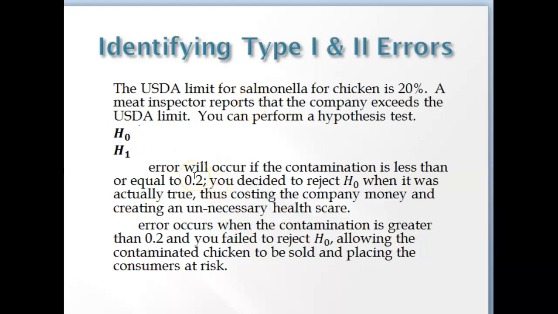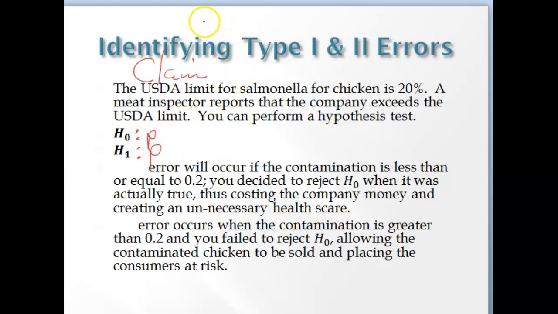So let's look at another example. Here, the USDA limit for salmonella for chicken is 20%. A meat inspector reports that the company exceeds the USDA limit. We want to perform a hypothesis test. So the first thing we have to do is identify our claim. And this is not actually a claim for a population mean. This is actually a claim for a proportion.